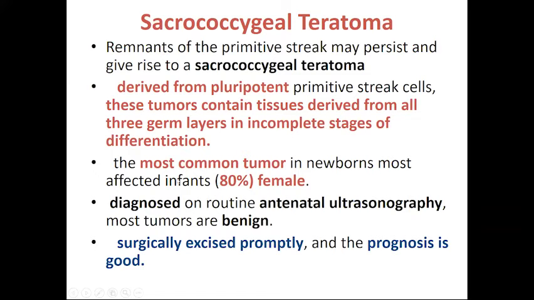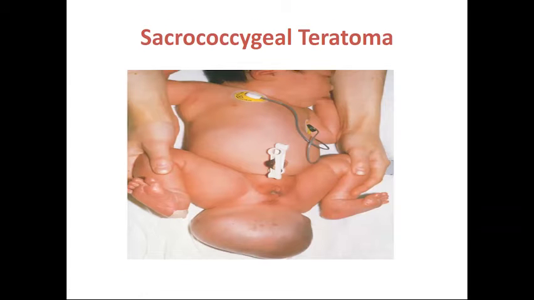They are the most common tumors in newborns, and about 80% occur in females. Diagnosed on routine antenatal ultrasonography, most tumors are benign, they can be excised, and the prognosis or the result is good. This is what we call the sacrococcygeal teratoma, because they are more common at the level of the sacrum and the coccyx.